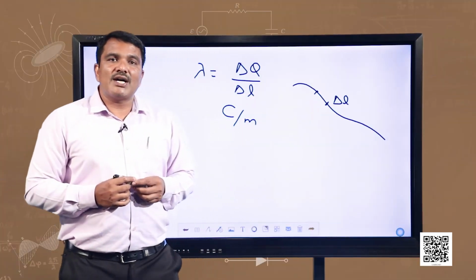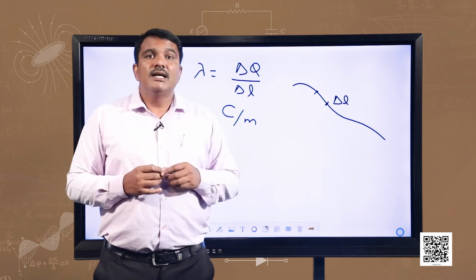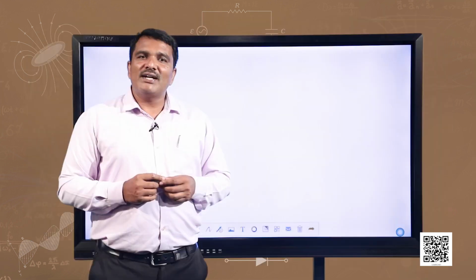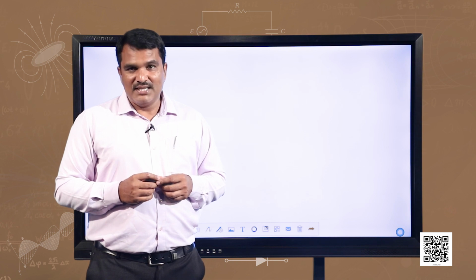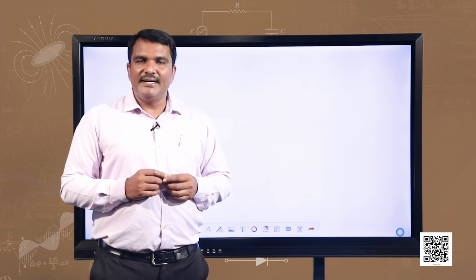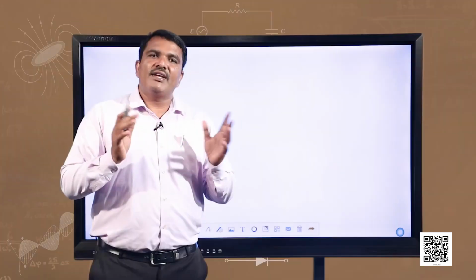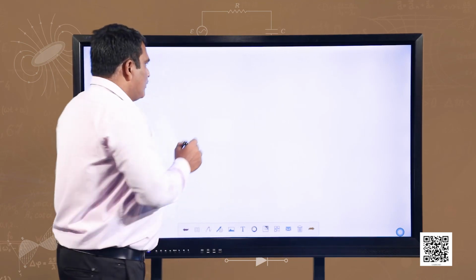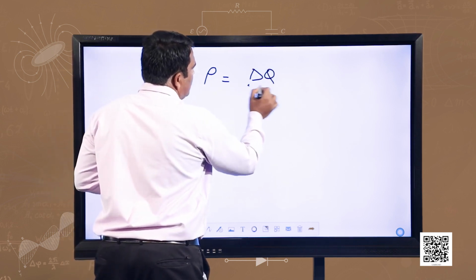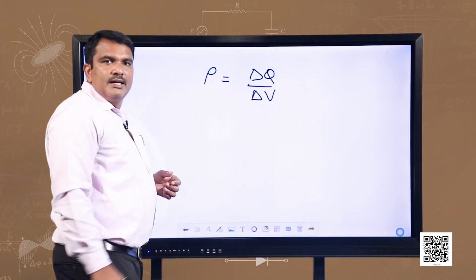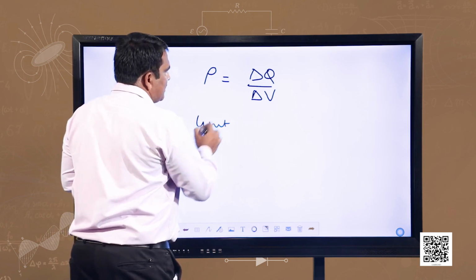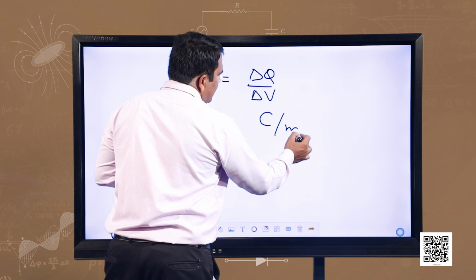Similarly, when charge is distributed or spread over a given volume, as you can see on the screen, what can we do now? Yes, we can cut a small volume element delta V containing charge delta Q from the given volume. Now, we can define volume charge density rho as delta Q upon delta V, and the unit of volume charge density becomes coulomb per meter cube.